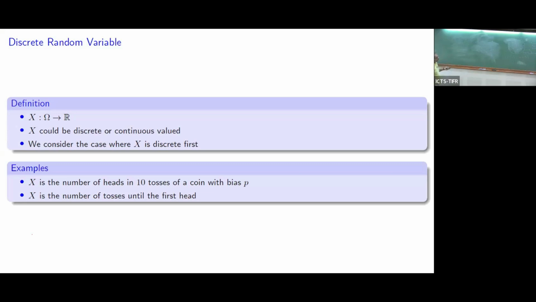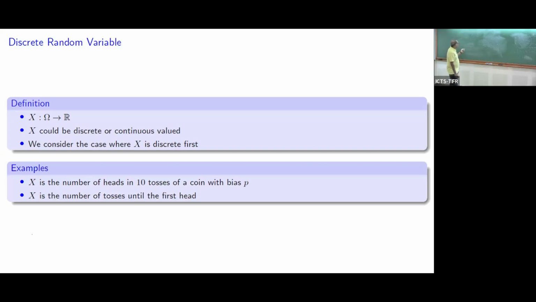So maybe you can think about another example. Suppose you want to look at the number of tosses until the first head happens. Let's simplify it. Think about a case where you have 10 tosses of a coin, and you are looking at the number of tosses until the first head. So how will that look? What does that map look like?